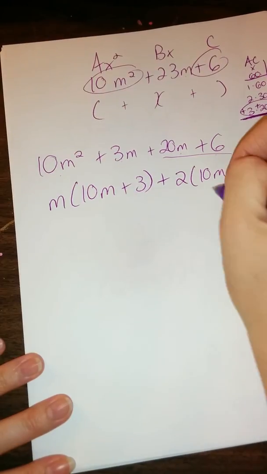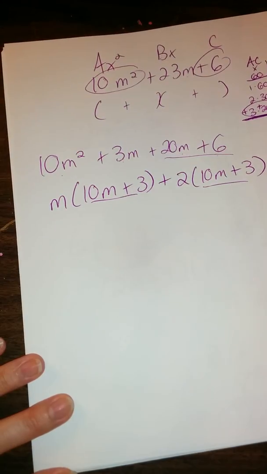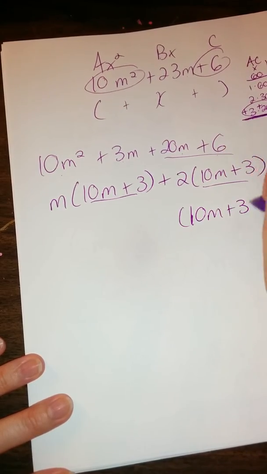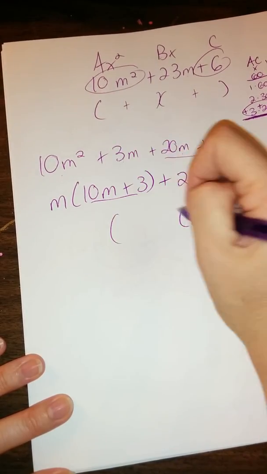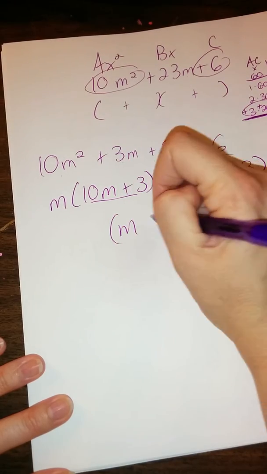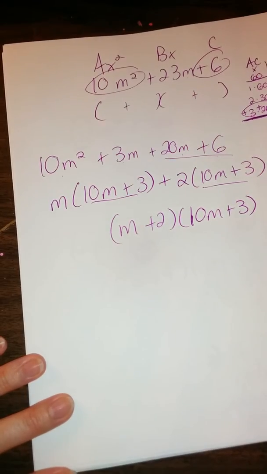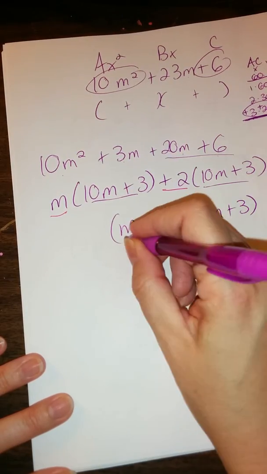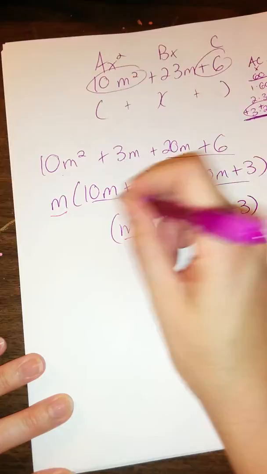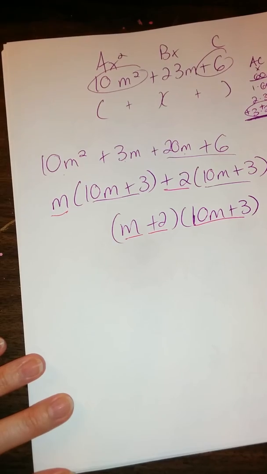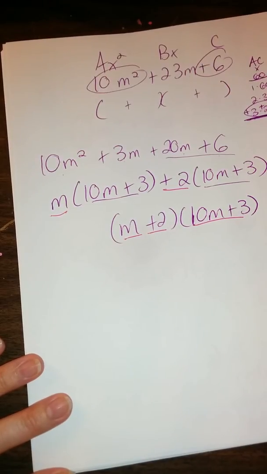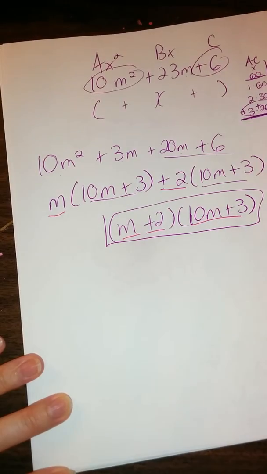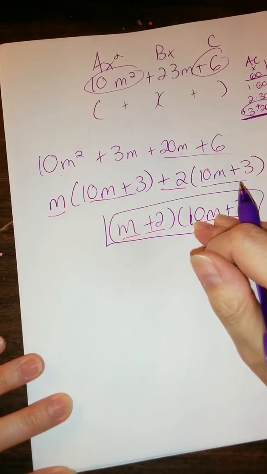And hey, perfect. They made our lovely factor twins here. So I have 10m plus 3 as one of my factors. My second factor is m plus 2. Remember, the m and the plus 2 get to live in their own little factor bubble, and then the twin gets to live in its bubble too. Okay, so here is our answer, doing it the long way, where we split the middle term and then factor by grouping.